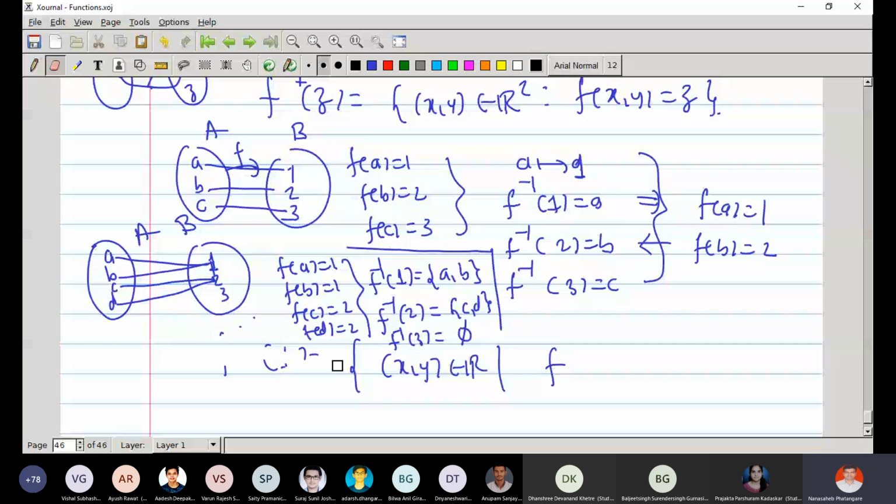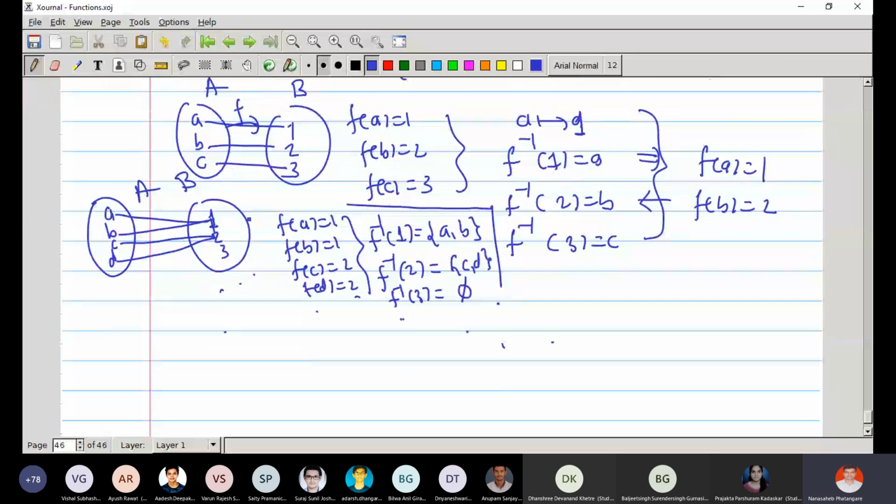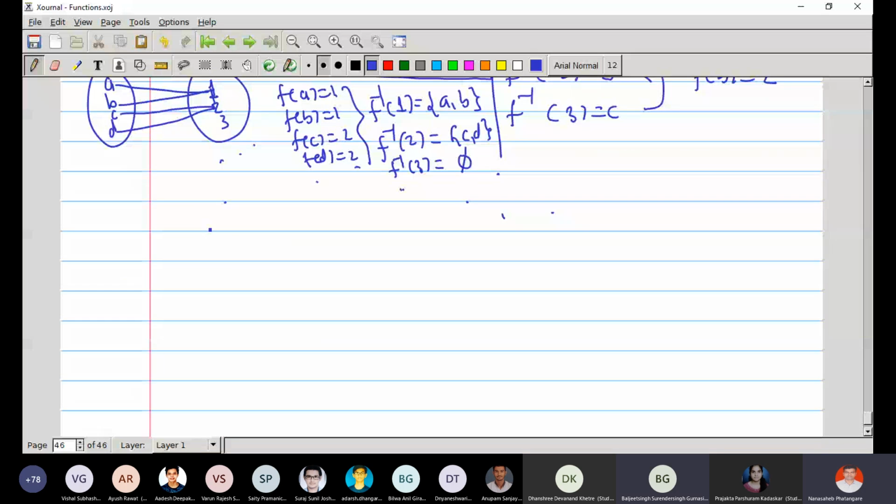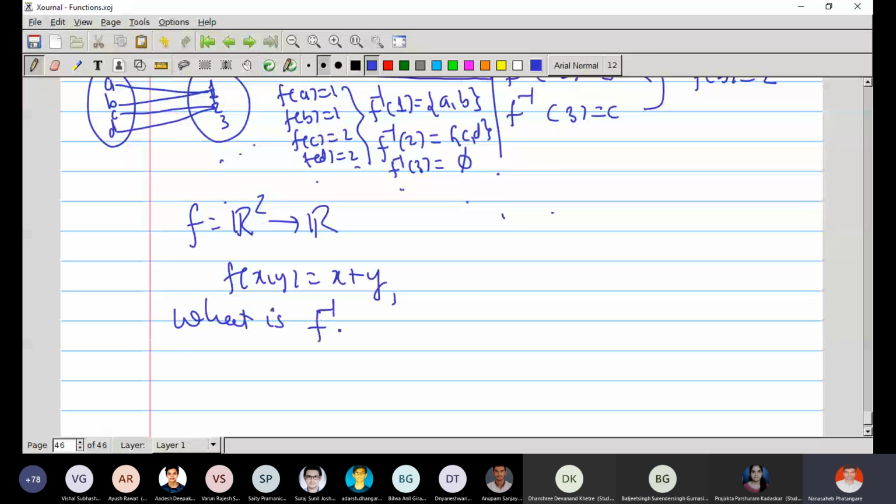Now what is our function? Our basic function we are talking about is f from R2 to R. We are interested in that function. So my function f from R2 to R is f of xy equals x plus y. Then my question is, what is f inverse of 1? This was my basic question.